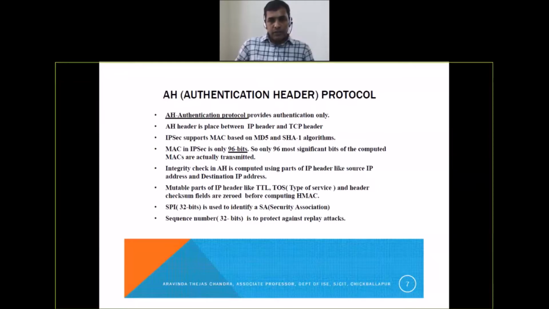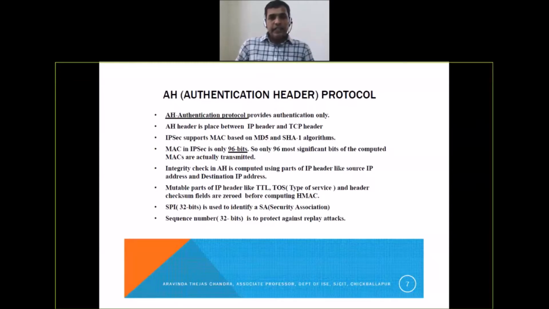If someone can modify the IP address, that is the reason the MAC of the source and destination IP address is computed and verified at the receiving side. So if someone modifies the IP address, there will be no authentication because the integrity check at the receiving end will fail. Okay.